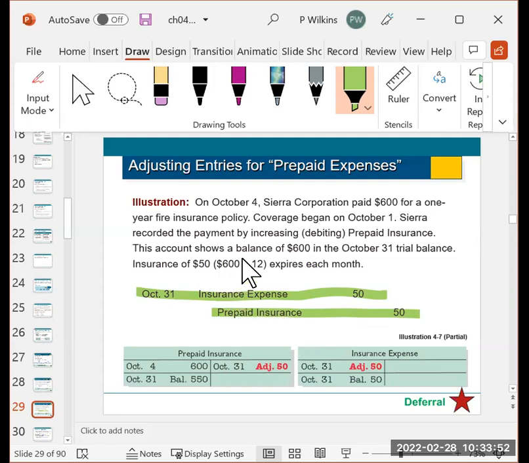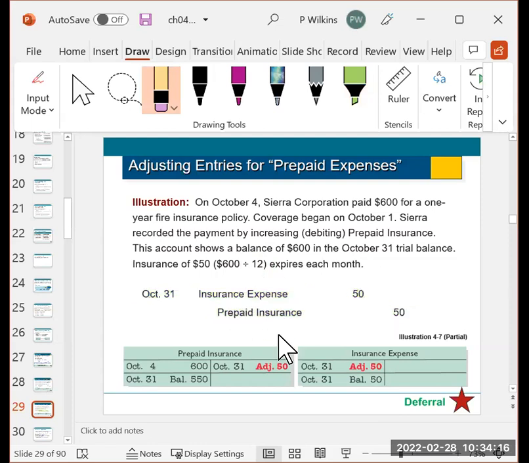With the prepaid insurance, you're looking for the total that they paid for it and the number of months that it's good for. So it could have said that you paid $600 for a 2-year policy. If it said that, it would be $600 divided by 24, not 12. So you really have to watch real close the information that they're giving you in the problem. And all of these entries are in your book, so you can go back and look at all these entries too in your book.